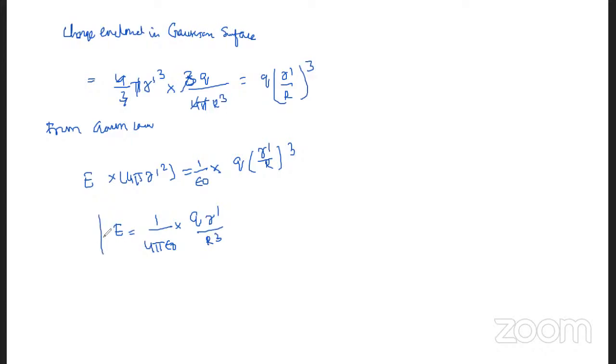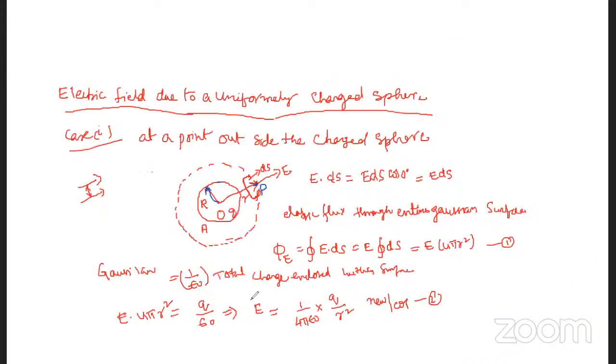Okay, so this is the electric field at a point P which is lying inside of the uniformly charged sphere. In the first case, for the point P lying outside of the sphere, we got E is equal to 1 by 4 pi epsilon naught into Q by R square. This is the electric field at a point located outside of the charged sphere at a distance of small r.